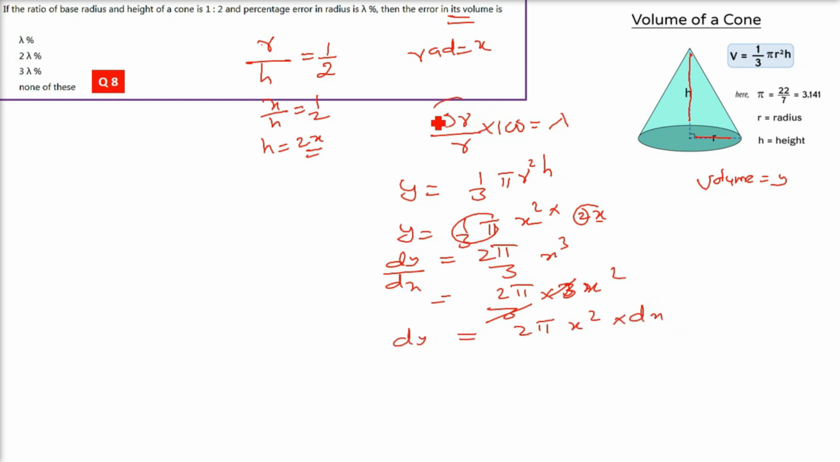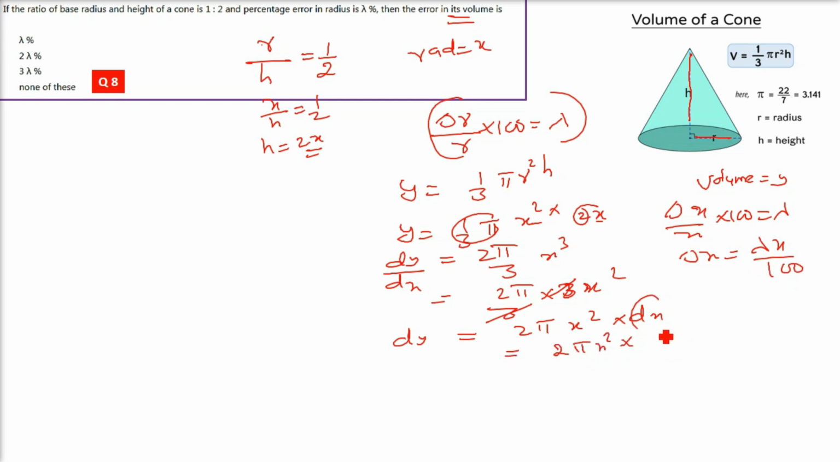We have this one as what? Delta x by x into 100. As I said, radius, we will regard it as x. So delta x by x into 100 is lambda. From here you can get delta x or dx. So lambda x by 100. If you shift those on the right, 2 pi x square in place of delta x or dx, just replace this, pi x by 100.